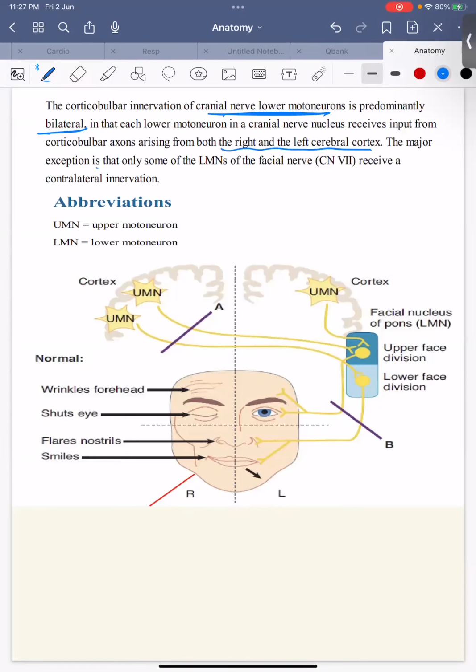There is one exception to that, which is the facial nerve nuclei. It receives only the contralateral innervation. So you can see, this is the facial nerve nucleus. It has an upper division and a lower division. The upper part of the facial nerve nucleus receives both sides of the innervation. But the lower division is receiving only the contralateral innervation, and it is going and supplying the ipsilateral face, causing the wrinkling of the face, shutting the eyes, causing the nasal flaring and smiling.